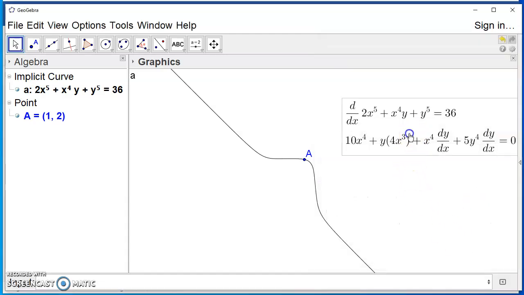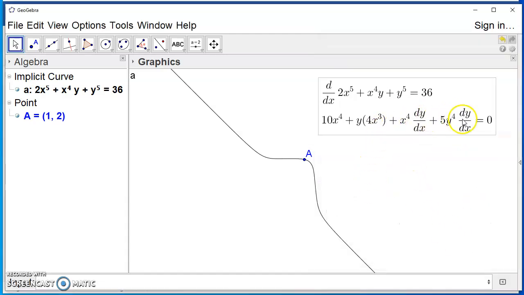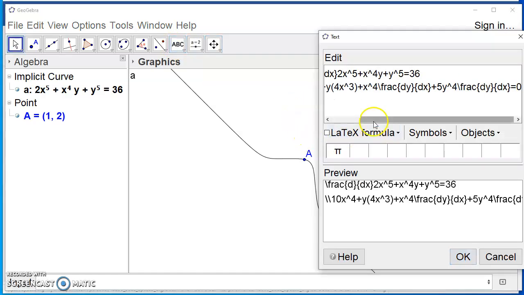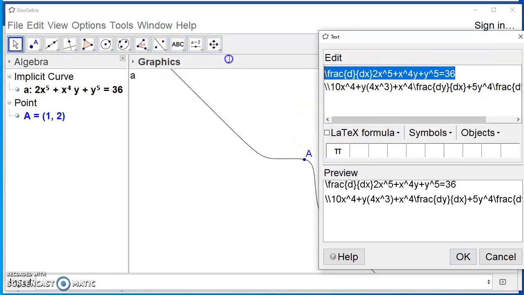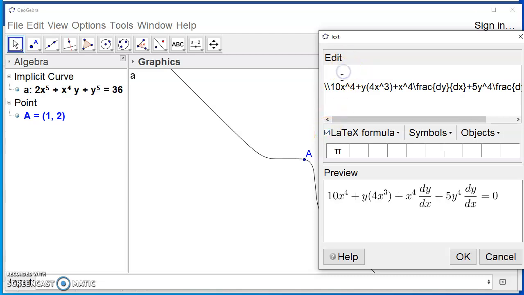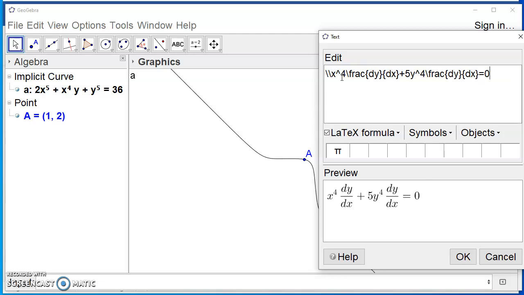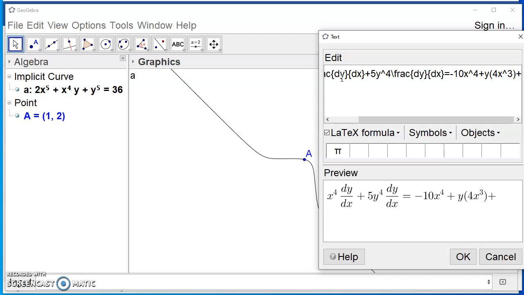Now you're looking at this, and this is a little different than anything we've done before, but it's not that difficult if we just think, okay, everything with an x or a y that doesn't have a dy/dx needs to go to the right. Everything with a dy/dx is going to stay on this side. Let's just copy this for a second. We'll start a new text underneath it. Get rid of the first line. And so, what we want to do here, we basically want to get the 10x^4 and the y times 4x^3. We want to get those to the other side. So we'll make them negative and put them on the other side.